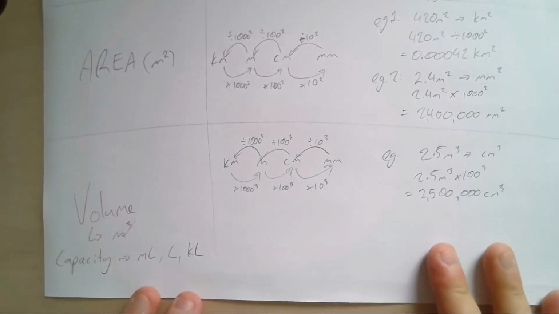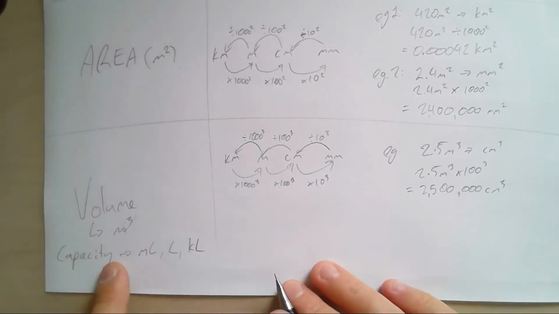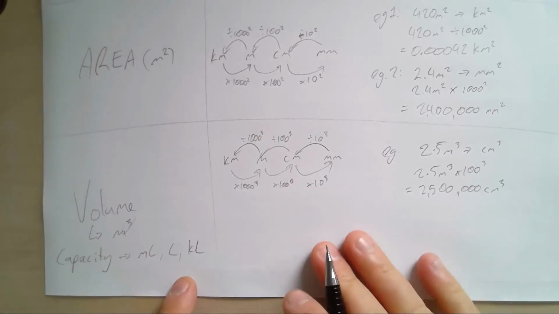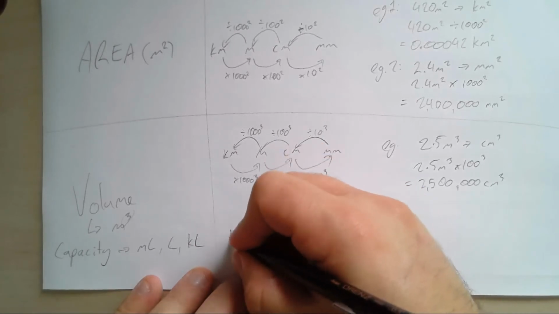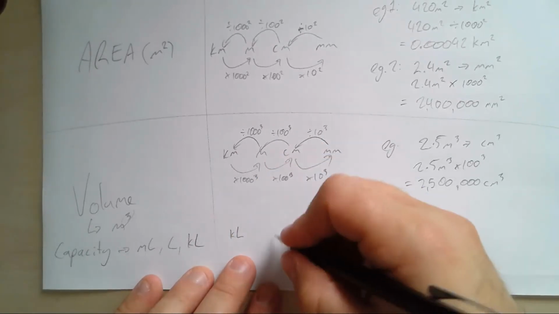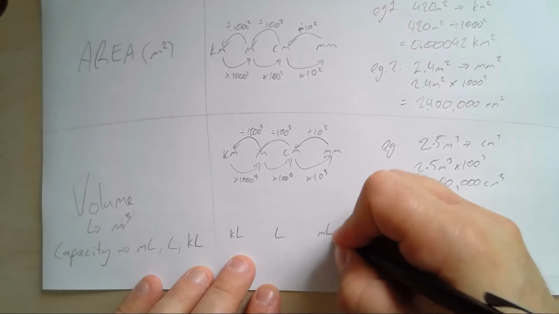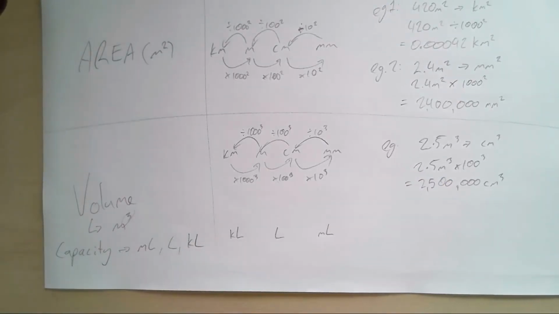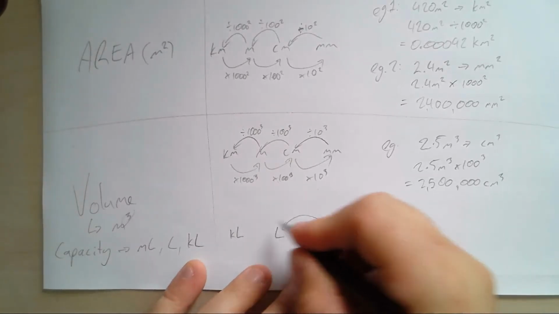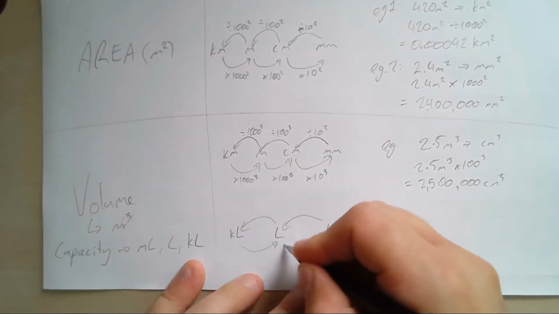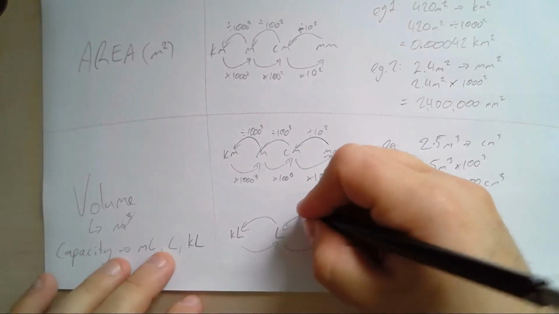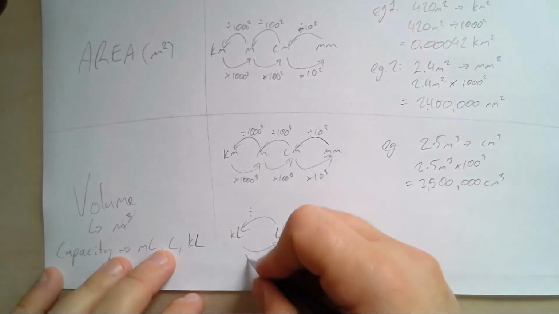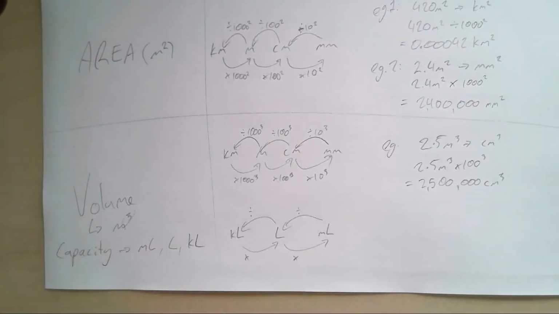Now, what if we had to go into capacity, liters? Okay. Well, it looks sort of like this. Let's keep our big unit on this end and our smaller unit on that end. Kiloliters, liters, and milliliters. Okay. It's the same directions too with the divide and the times.